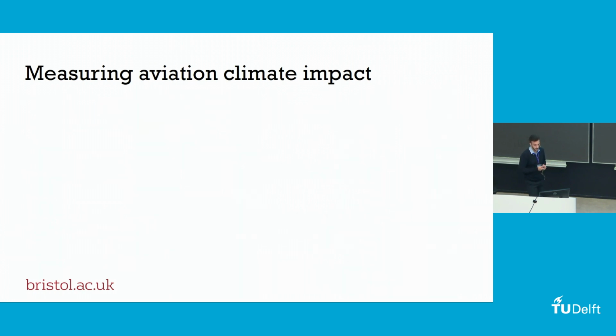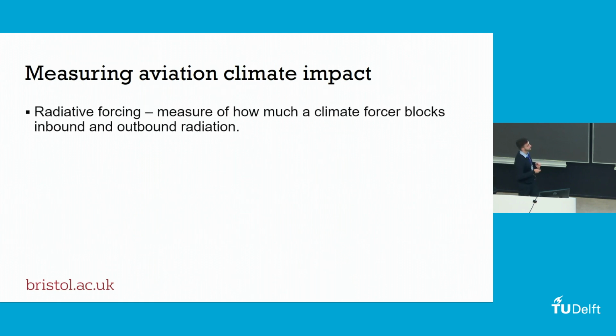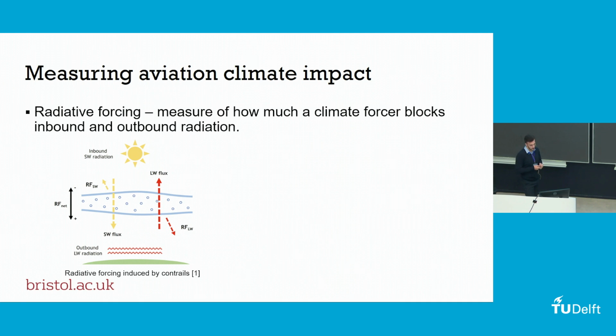So how do these all add up in terms of their net warming effect? Well, there's a metric we can use called radiative forcing, and this is a measure of just how much a climate forcer blocks inbound and outbound radiation. So an example here is for contrails. As I said earlier, you've got the ice particles, which are more effective at trapping heat within the atmosphere than they are at reflecting the sunlight.